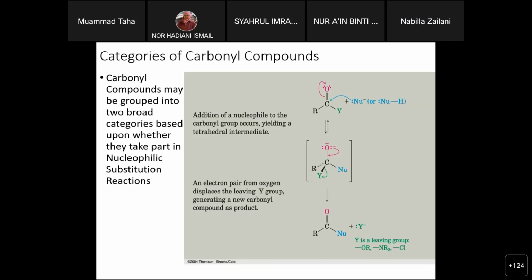This is called a nucleophilic substitution reaction. Okay, it only happens when your Y group is a good leaving group. For example, in the case of acid chloride, acid anhydride, and amide, it is possible. Why? Because the Y group should be stable. If it is not stable, it cannot leave. Next slide.